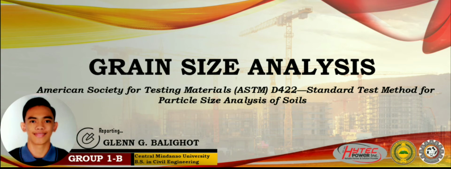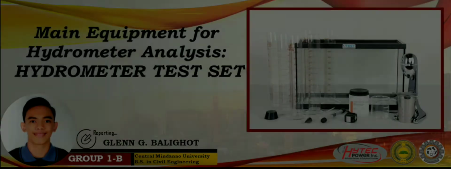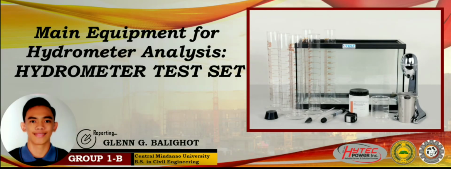So we have here the main material for sieve analysis based on U-Test, which is the sieve shaker with frequency and time adjustment, and it has a product code of UTG0323. The other one is the main material for hydrometer analysis, which is the hydrometer test set.